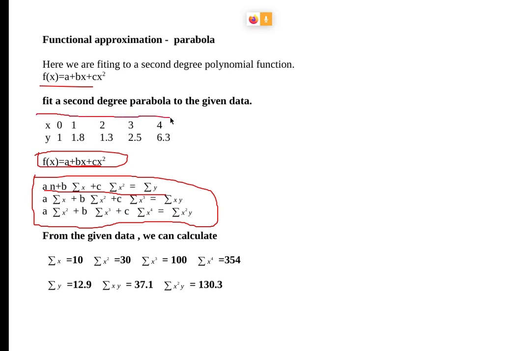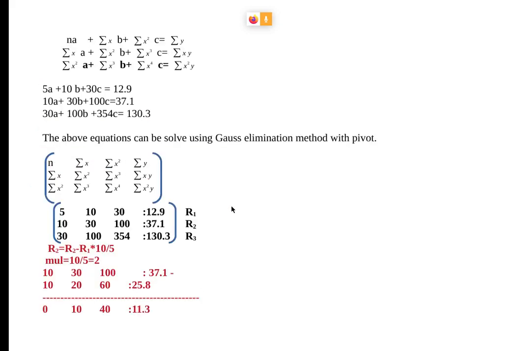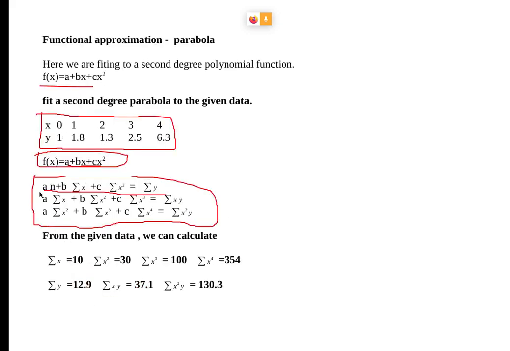Here the given data is this. That is, we have 5 x values as well as 5 y values. 5 different data points are given. First we need to find out the equations. For finding these three equations, we have to calculate sigma x, sigma x square, sigma x cube, sigma x raised to 4, sigma y, sigma xy, and sigma x square y.